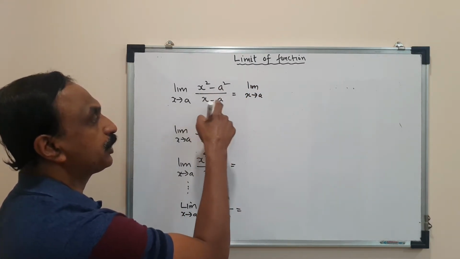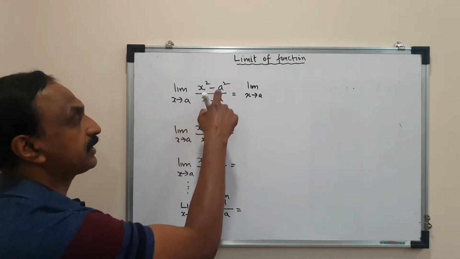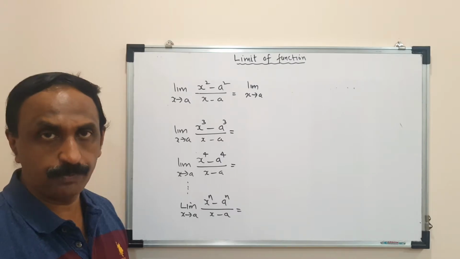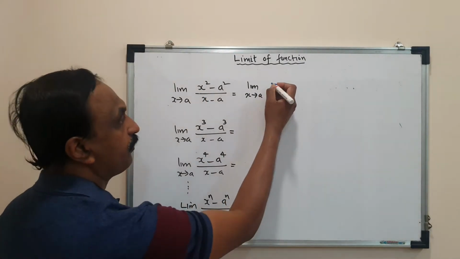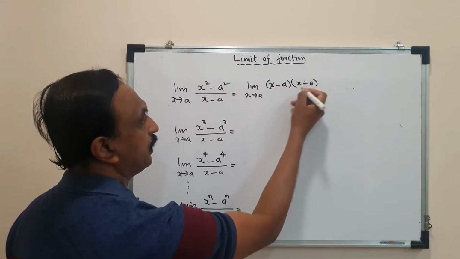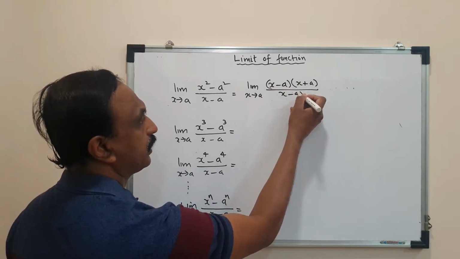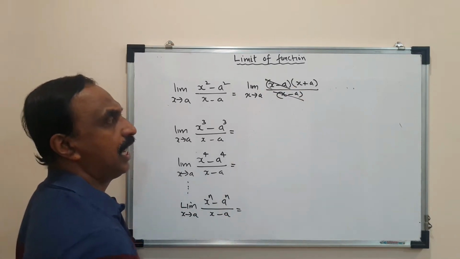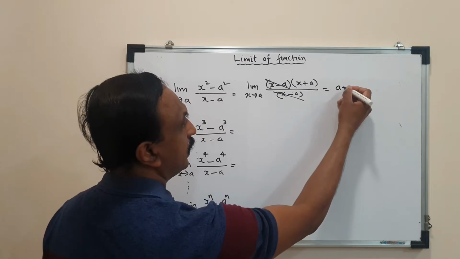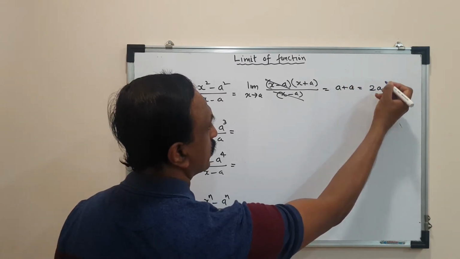If I do direct substitution, I will get a squared minus a squared, that is 0 by 0. Hence, direct substitution cannot be applied. So, I have a common factor for the numerator and a common factor for the denominator, and I can cancel the common factor. After cancellation of the common factor, I'll get the answer a plus a. That will give me 2a as my answer.